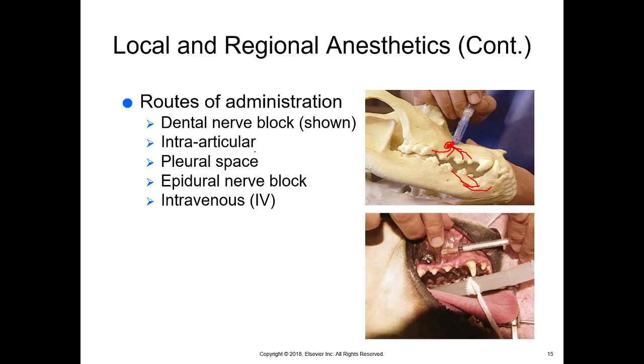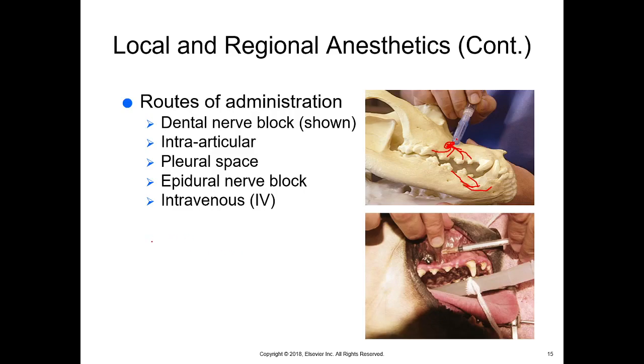We can use it in the joint as well. So we can block the whole joint, make that joint feel better if they're having joint pain. We can use it in the pleural space, which is inside the thorax, if we're needing to place a drain in the thorax, or make it easier for an animal to breathe if it's painful to breathe.